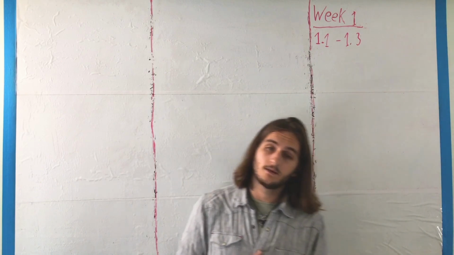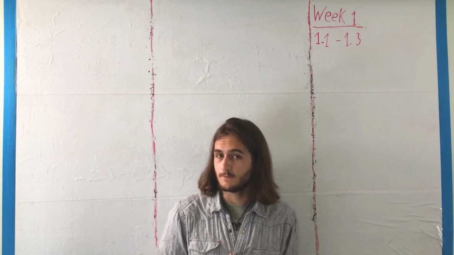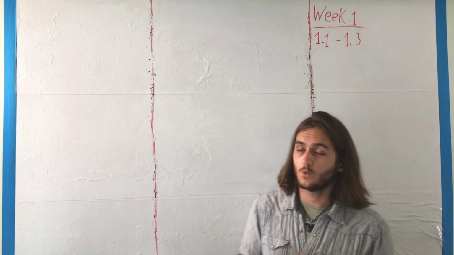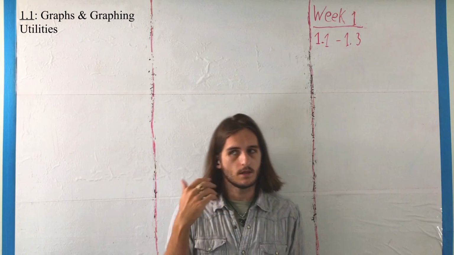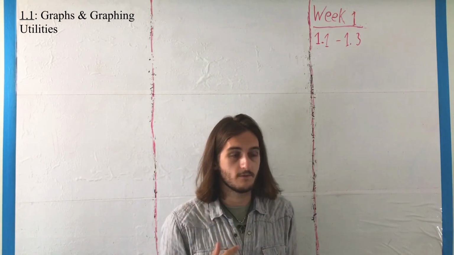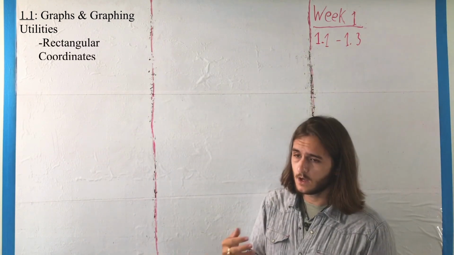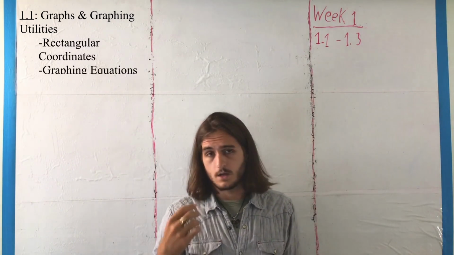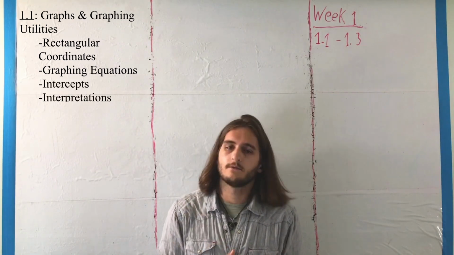So, in this week we're getting started, as we maybe should, in Chapter 1 with Section 1.1, which looks at graphs in the most basic language possible. We're going to start by talking about the very, very fundamental structures of what a graph is and what it represents, along with a little bit on graphing equations, and then making some interpretations from graphs.